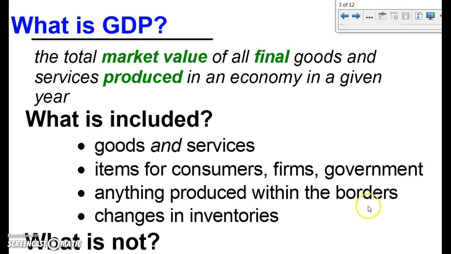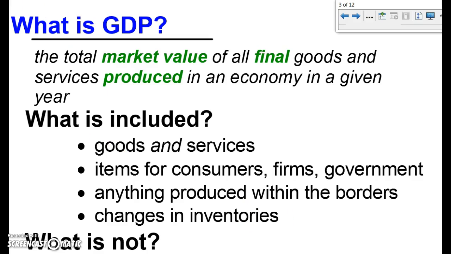Anything that's produced within our borders is included, and it also includes changes in inventories. So even though we're looking at the total market value, our emphasis is really on goods and services produced in a particular year. If, for example, a box of cereal is produced but not sold, so it's a change in inventory, sitting in a warehouse owned by General Mills, it would still count because we really want to emphasize what's produced.